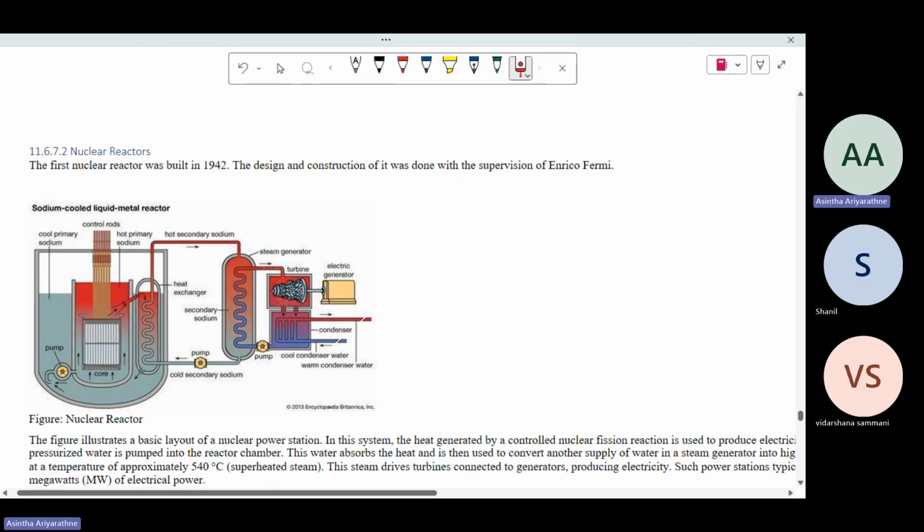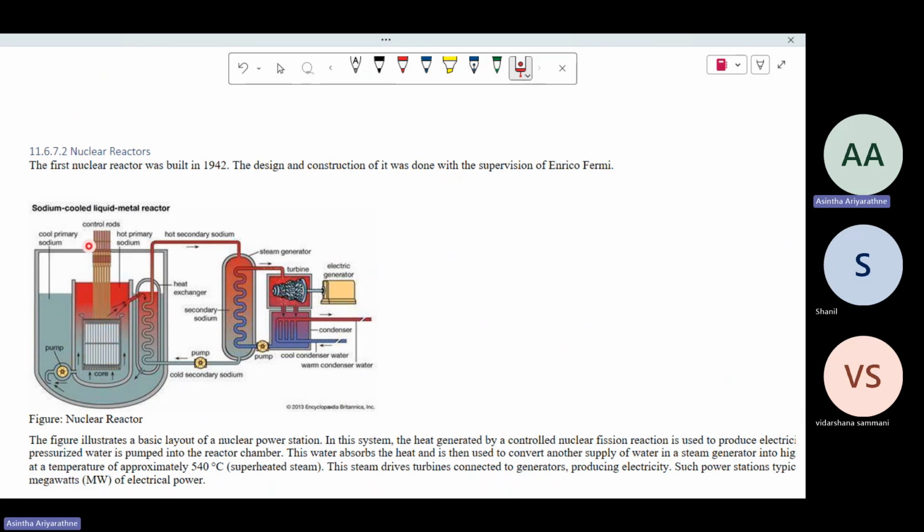Another dangerous thing is if the radioactive elements go out, then it will be a disaster. So extreme care should be taken when using these nuclear reaction processes. And so you can see this is very tightly packed and protected from the outer surrounding.